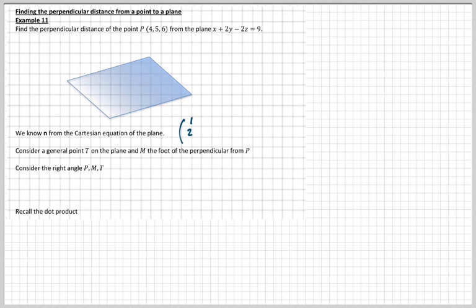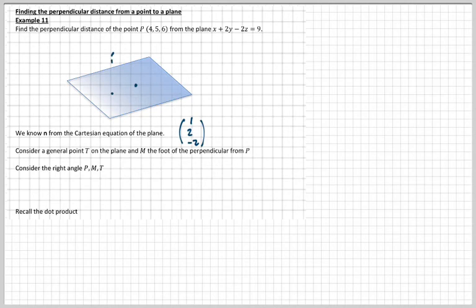Okay, so we know the normal of the plane because if we look at the Cartesian equation, we've done (x, y, z) dotted with the normal. So this suggests that the normal n is (1, 2, -2). Check that you're happy with how we got that. Essentially, it's the coefficients, because the coefficients represent the normal from the dot product.